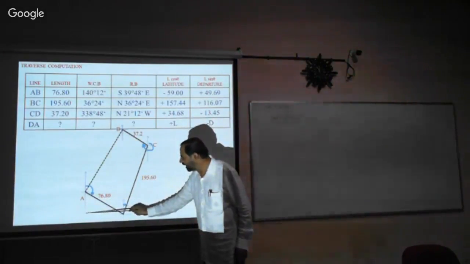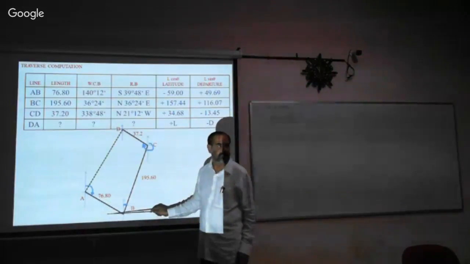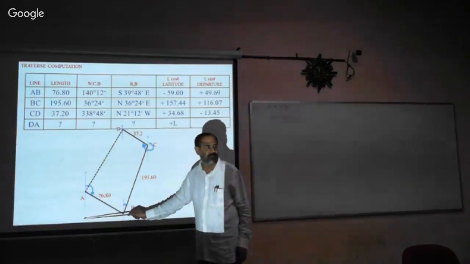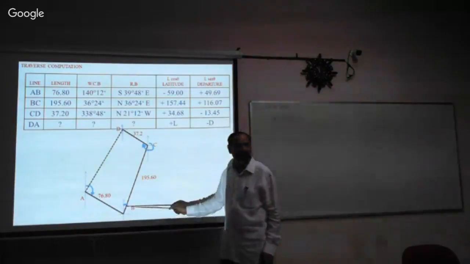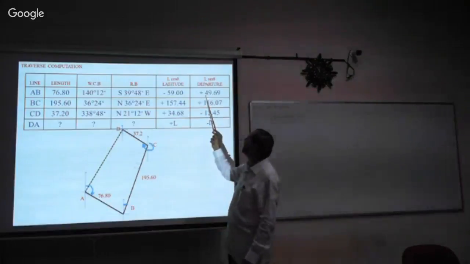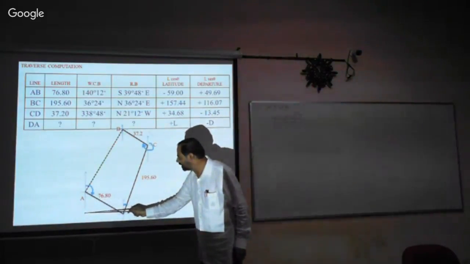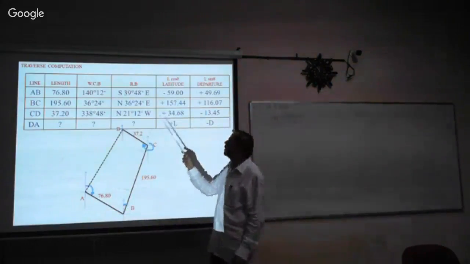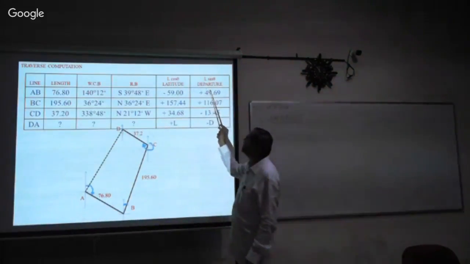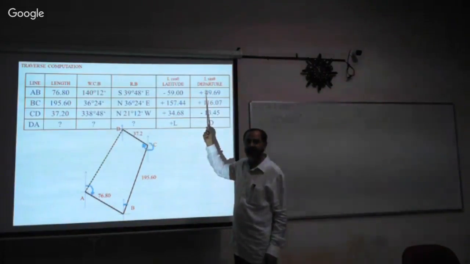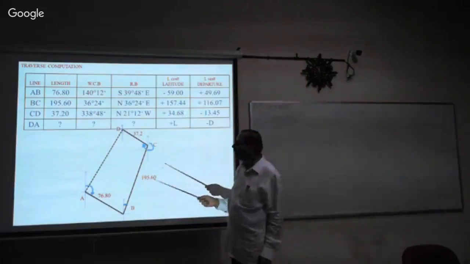Latitude of line AB in the third quadrant, southing is negative, isn't it? Easting is positive. The easting is positive. This becomes L cos theta and this is L sin theta. Do you agree with me? Is it right? Yes. Okay. Then we will go to the next line.